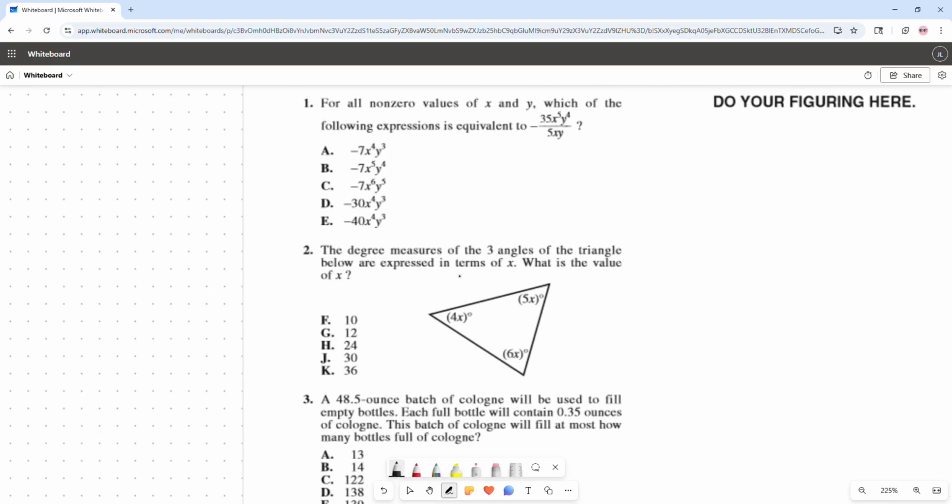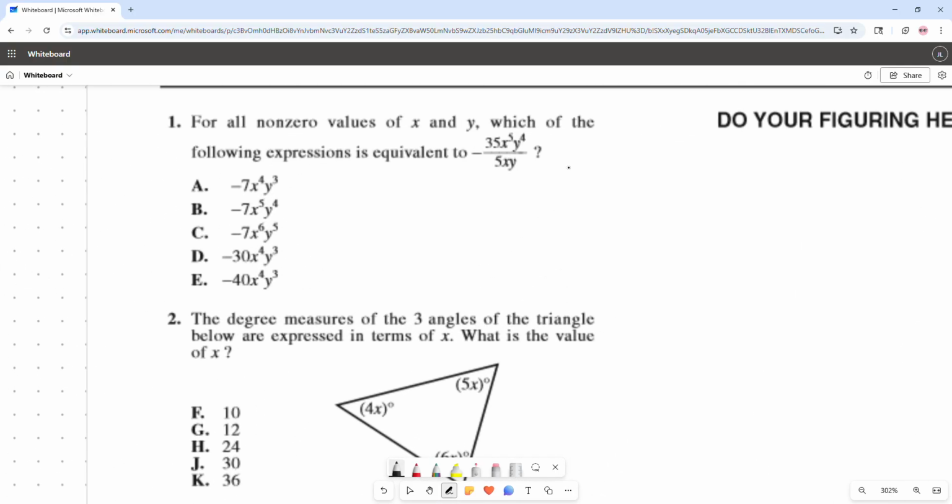So our first question is, for all non-zero values of x and y, which of the following expressions is equivalent to negative 35x to the power of 5 times y to the power of 4 over 5xy? So this is an expressions question, and so first off, 35 divided by 5 is 7. So we can cross out D, we can cross out E.